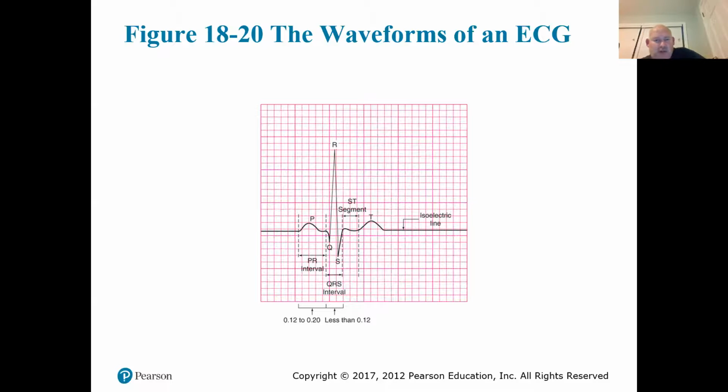So on your paper, you see some really small boxes, and then you see a little bit bigger box that's kind of bolder. Is everybody making those out? And then what you'll see is each one of those is a measurement of time. So the really small box is 0.04 seconds. Each one of those small teeny tiny boxes is 0.04 seconds going across the page.